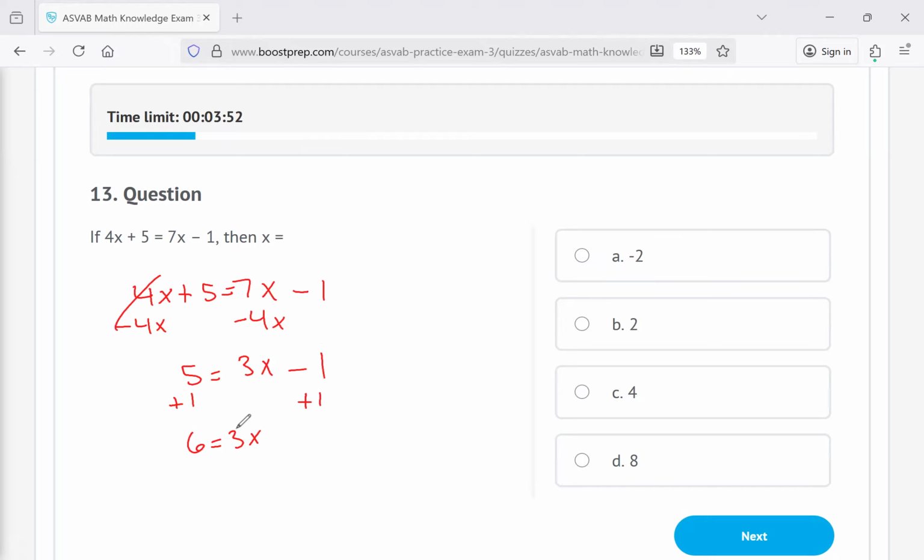And then the last thing to do is solve for x. I just have to get rid of this 3. This is multiplication, so the opposite of multiplication is divide. Do not subtract 3, because you can't do that. If you were going to subtract, you would subtract the x, and that would get rid of the x. That's why we don't do that. So you get 6 divided by 3, which is 2.